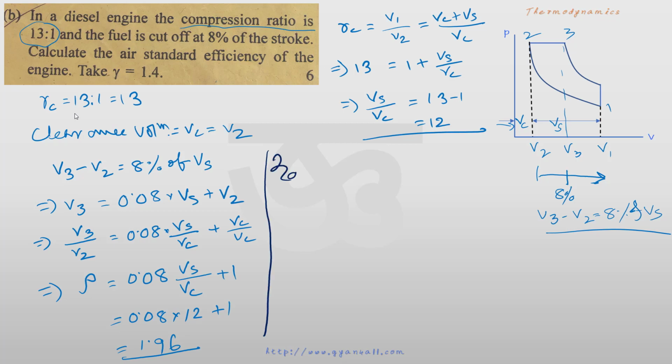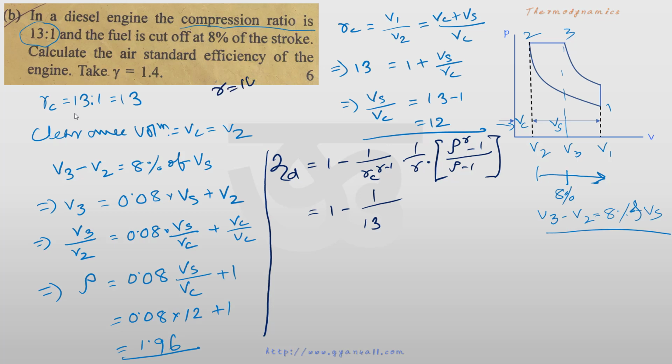Air standard efficiency of diesel cycle is equal to 1 minus 1 by Rc to the power gamma minus 1, into 1 by gamma, into rho to the power gamma minus 1 divided by rho minus 1. So we just have to put the values. Rc is equal to 13, so 13 to the power gamma minus 1. Gamma is given equal to 1.4, so gamma minus 1 is 0.4, into 1 by gamma, that is 1.4, into 1.96 to the power 1.4 minus 1 divided by 1.96 minus 1.